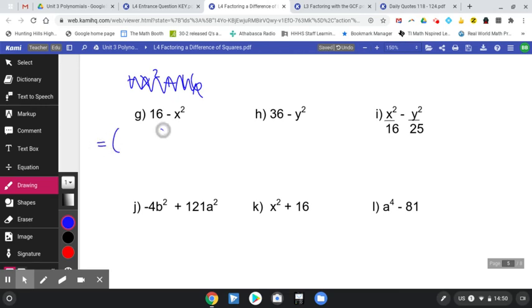So I'm going to set up my brackets. Square root of 16 is 4. That goes first in each bracket. Square root of x squared is x. That would go in the back of each bracket. One is adding, one is subtracting, and we really do not worry about the order of those terms. So I'd like you to go ahead and try H and I. Ms. Peters, you could hit pause here and give them a few minutes to get these two done, please.